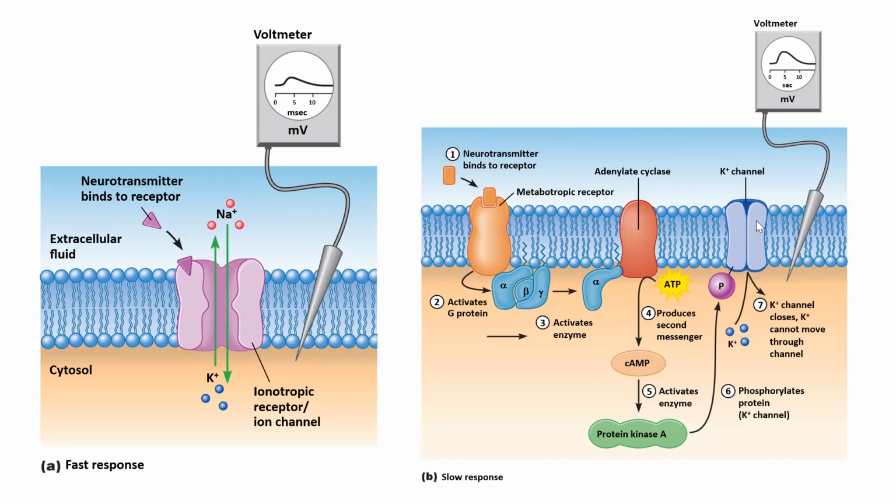Now, depending on what type of channel we open up, that will determine if it's an EPSP or an IPSP. If we open up a sodium channel, sodium is going to rush in, that's going to be an EPSP. If we open up a calcium channel, calcium will rush in, that will be an EPSP. If we open up a potassium channel, potassium rushes out, that will be an IPSP, okay?